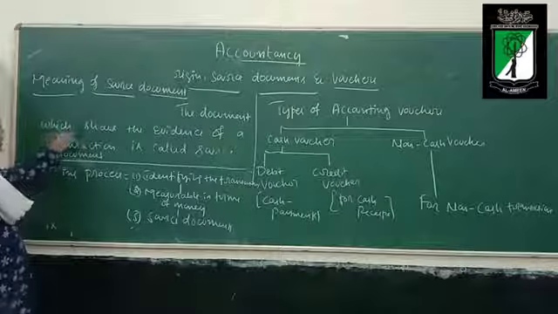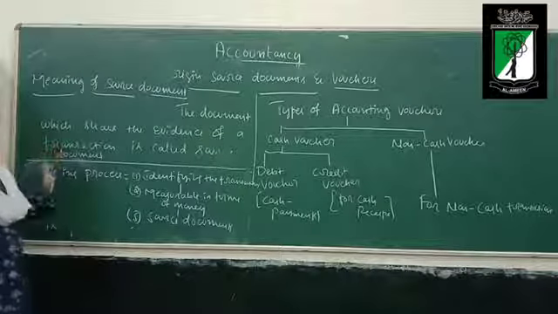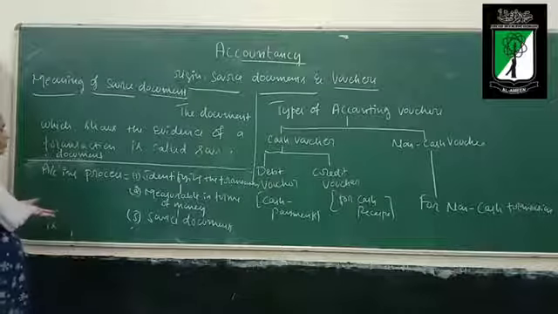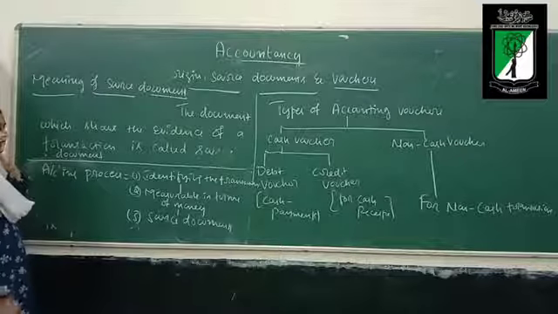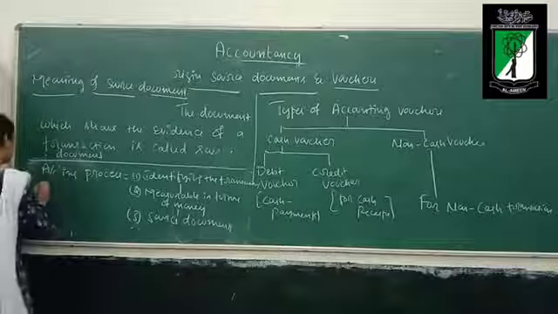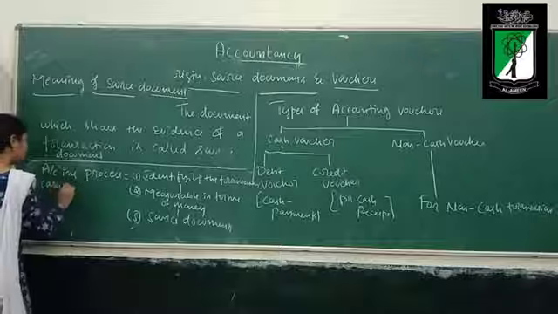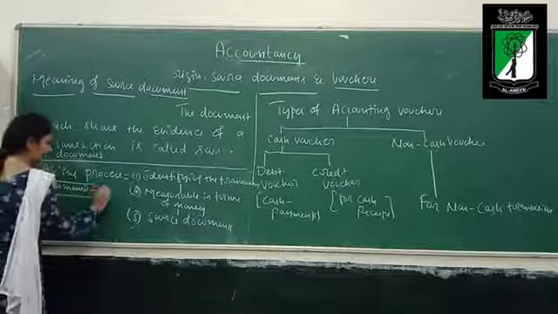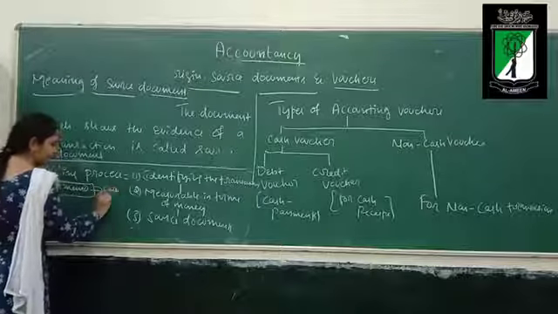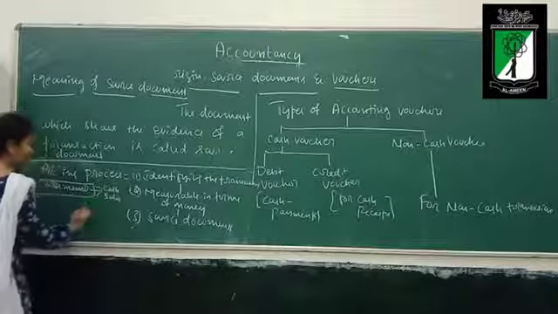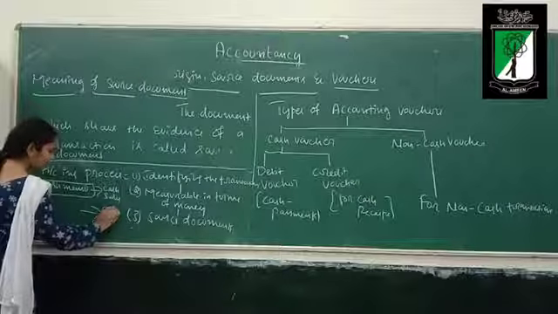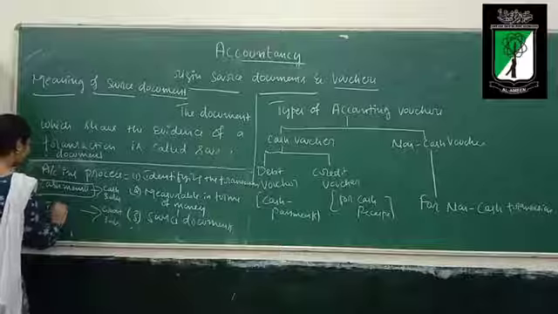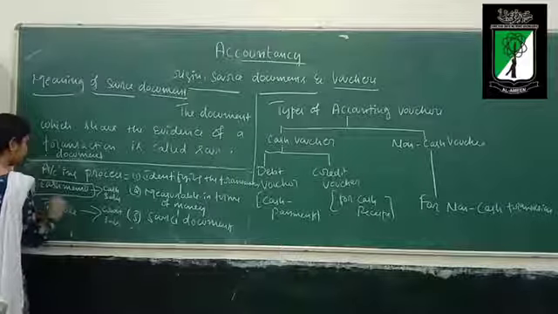The document which shows the evidence of a transaction is known as a source document. For example, when I sell goods on cash, I will prepare a cash memo. When I sell goods on credit, I prepare an invoice. So these are documents.